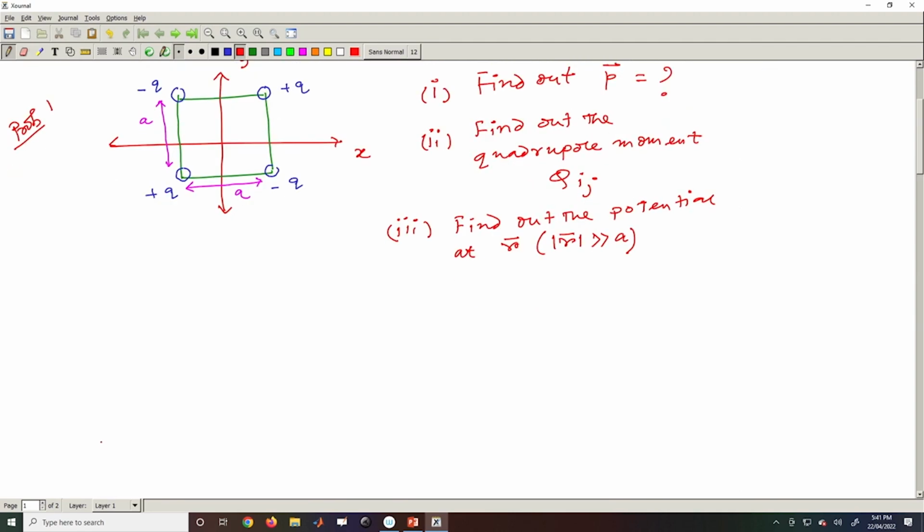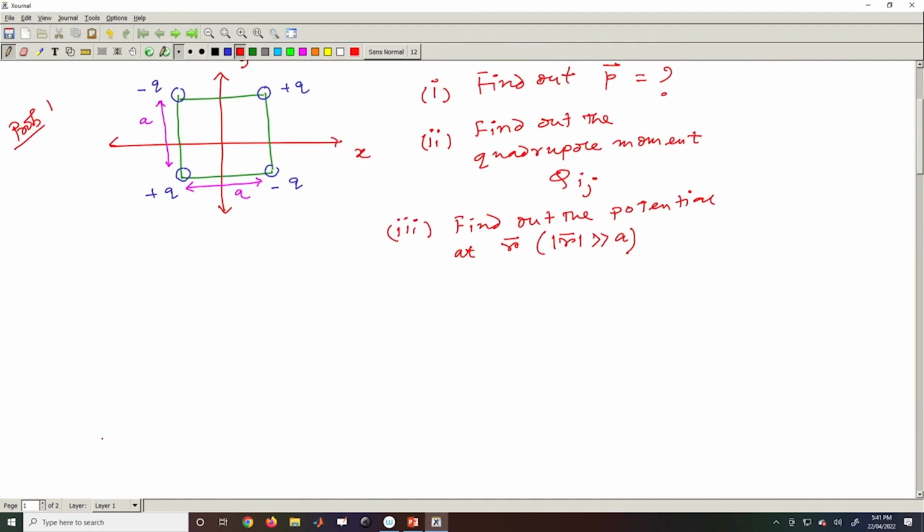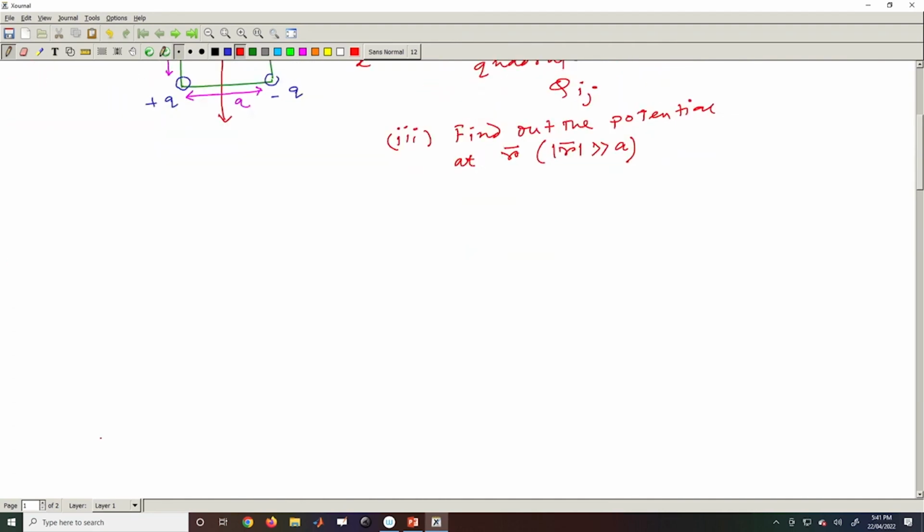So, I need to find out first the dipole moment, then I find the quadrupole moment tensor, and then finally find out the potential. The standard problem, last year also we calculated a similar kind of problem, but we calculated only the dipole moment. Here we are going to calculate the quadrupole moment as well. So, the solution is like that. Let me draw this once again.